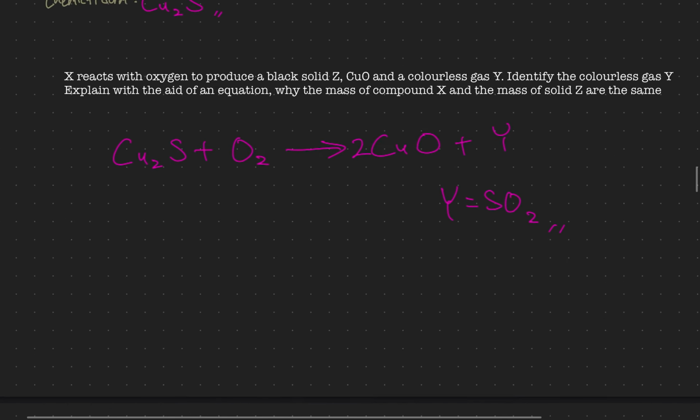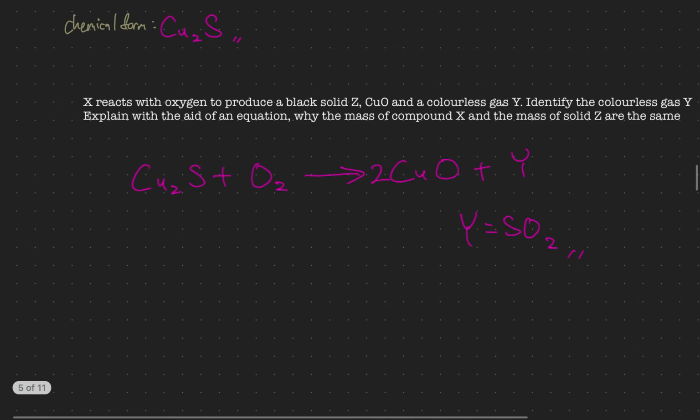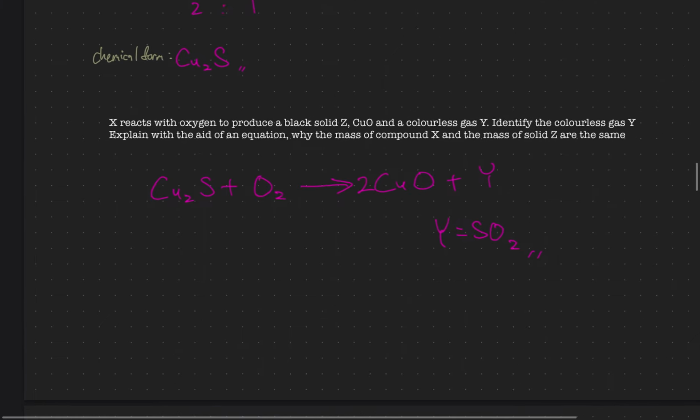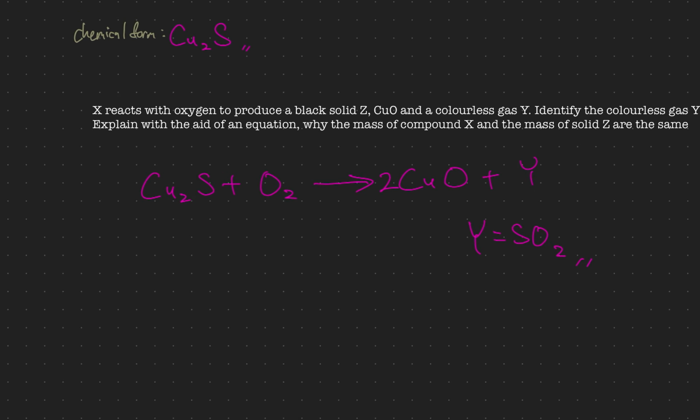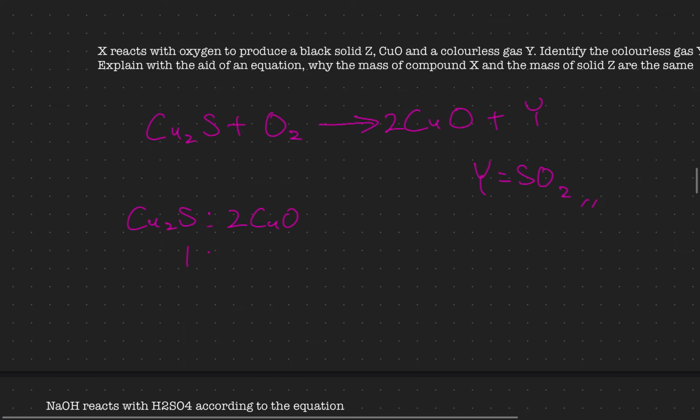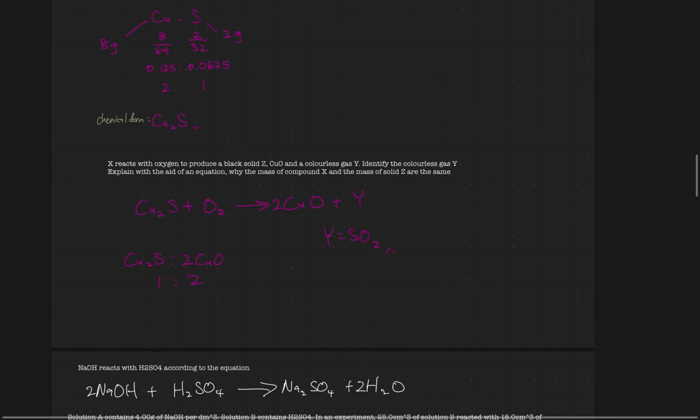Explain with the aid of an equation why the mass of compound X and the mass of solid Z are the same. Okay, with the aid of an equation. So what we need now is to compare mass of compound X and solid Z. So now we're just going to compare them to see. Oh, so the ratio is 1 to 2.